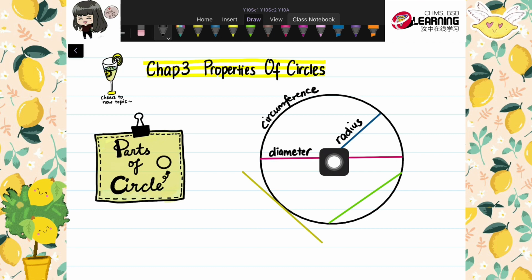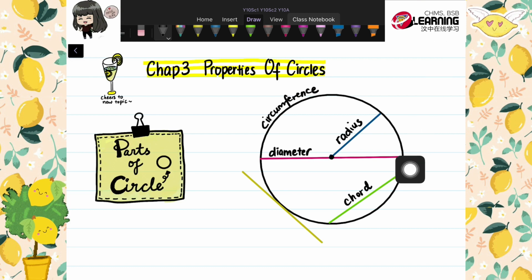What if a line touches one point on the circumference to the other, but the line doesn't pass through the center? It's called a chord. This is a chord. The green line we call chord. A line from one point on the circumference to another point on the circumference, if the line doesn't pass through the center, we call a chord.